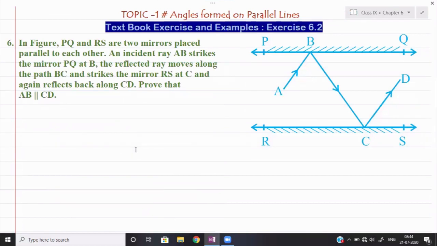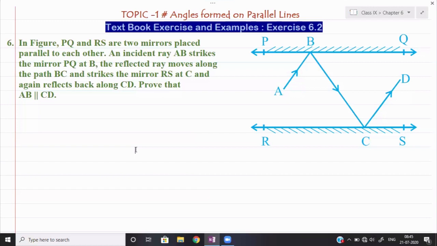Let us discuss question number 6. In this question we will have some concept of physics also. Okay, so that concept you have already covered, not in class 9 but definitely maybe in class 8, class 7. In science some concept you have covered, so that concept we will discuss over here. In the figure, PQ and RS are two mirrors. There are two mirrors we have kept over there parallel to each other. An incident ray AB strikes the mirror PQ at B. The reflected ray moves along the path BC. Means BC will be here the reflected ray and AB will be the incident ray.